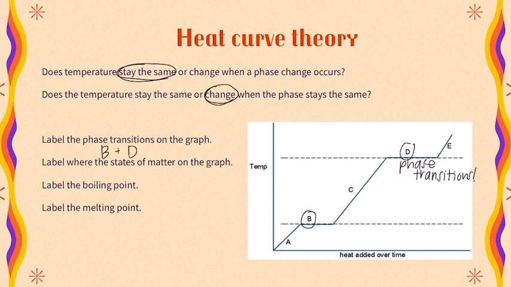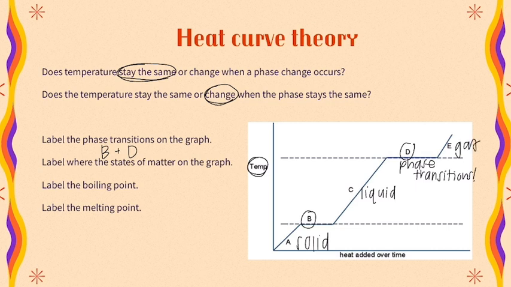So then label where their states of matter are on the graph. Looking at this y-axis, we see that it's temperature. So is a higher temperature or a lower temperature going to be your solid, liquid, and vapor? In this case, we know that it's going to be solid at a lower temperature, liquid at a higher temperature, and gas at its highest temperature.